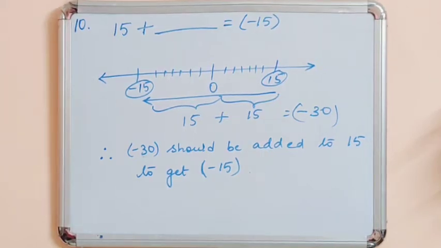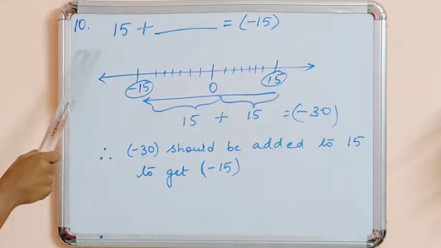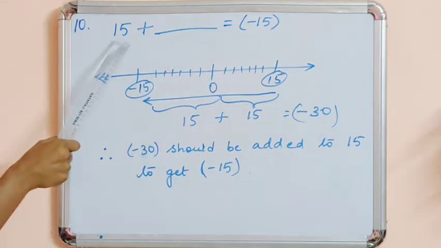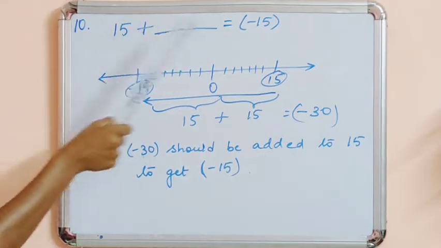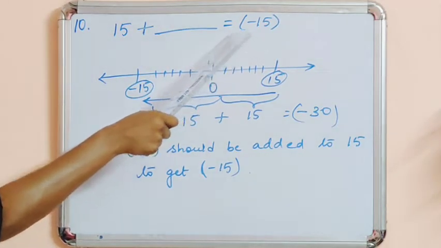See, number 9 is true and false. True or false, you have to do it on your own. Number 10, what should be added to 15 to get minus 15? So here we can write this in fill in the blank form. What should be added to 15? What thing should be added to 15 to get the answer minus 15?